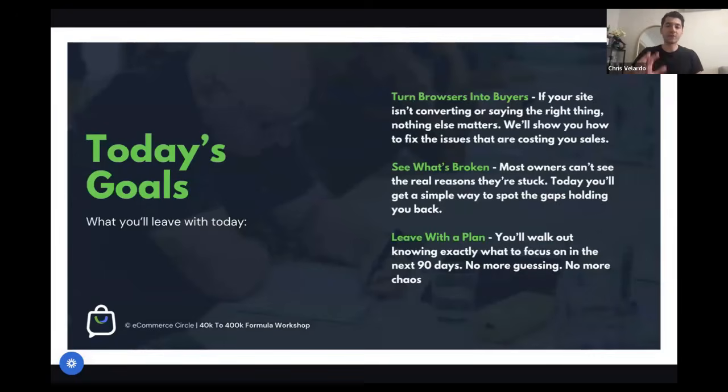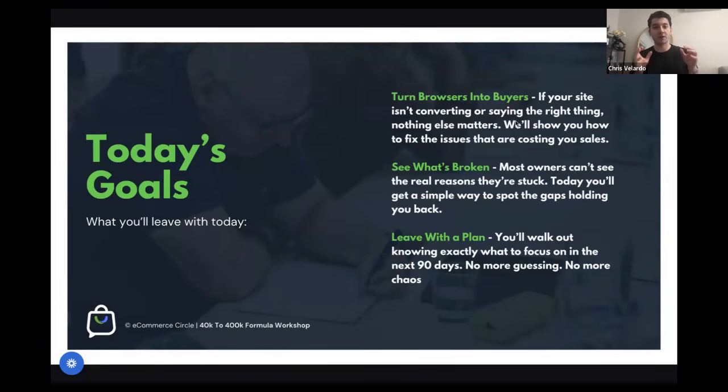All right. So a couple of goals today. The first thing is, I want to really show you guys how to turn browsers into buyers. What I mean by this is conversion rate. Say 100 people come to your website. If one buys from you, that's a 1% conversion rate. Now, the higher that conversion rate is, the more sales you'll make from your website, the more profitable you'll be with your ads, and basically the bigger you'll grow your business.